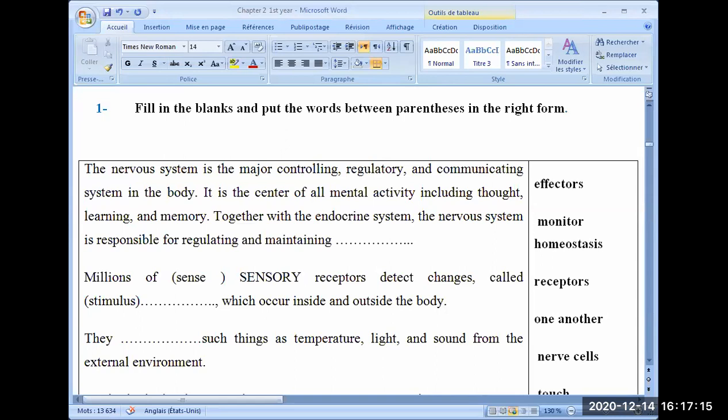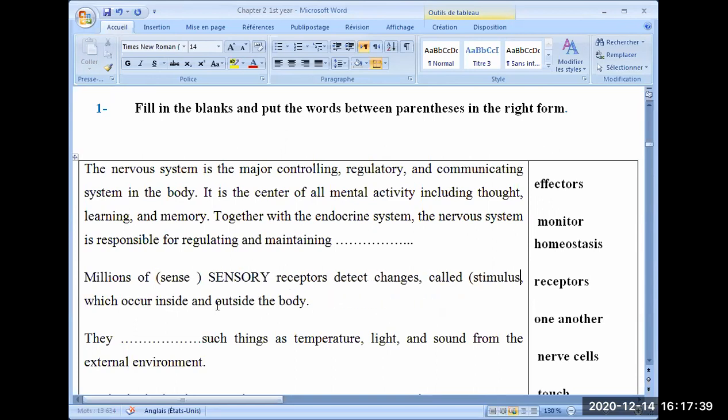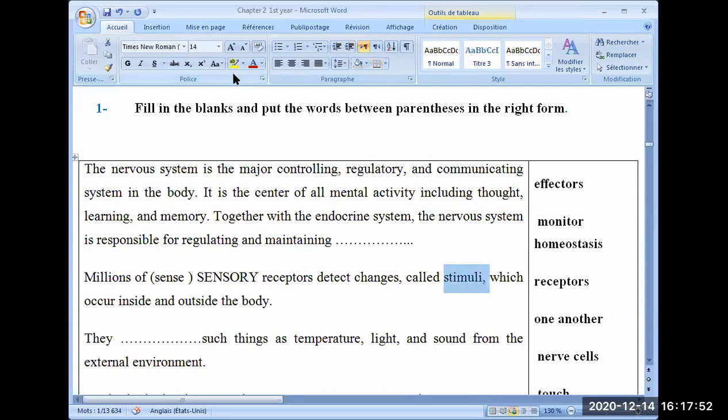Yeah, let's carry on. Millions of sensory receptors detect changes called stimulus. Here you have the singular. Of course, you need the plural: stimuli. Just the U and S; this U and S will be an I. This is the plural of stimulus, stimuli, like nucleus and nuclei, and bronchus, bronchi. Yes, carry on. Which occur inside and outside the body.